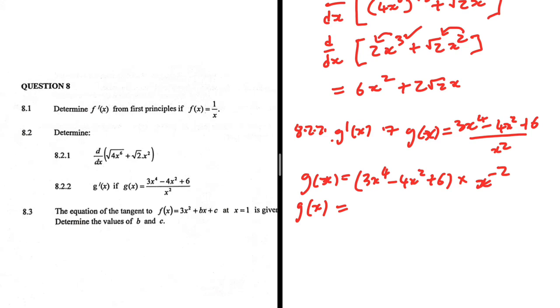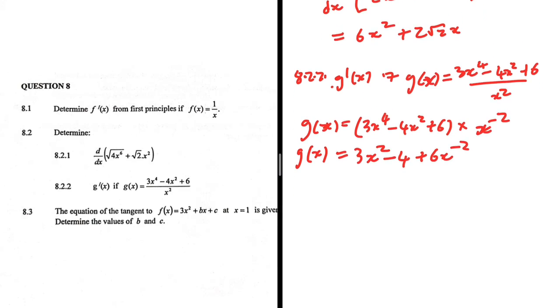So multiplying 3x to the power 4 by x to the minus 2, we're going to have 3x, and then we add the exponents, 4 and minus 2. 4 and minus 2 is plus 2. So there we go. And then a minus 4. Again, we are adding the exponents. 2 plus minus 2 is 0. So we have x to the power 0, which is 1. So x doesn't disappear, it just cancels out. And then plus 6, we're just going to have plus 6x to the minus 2.